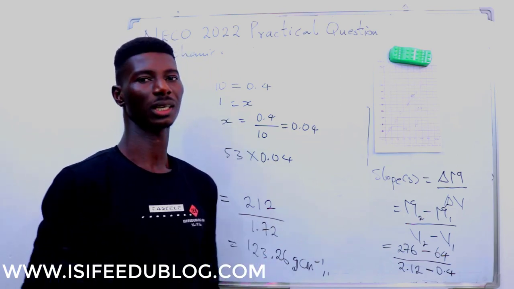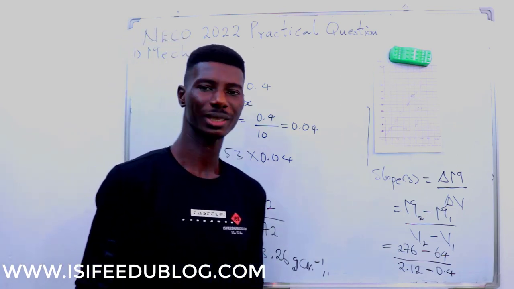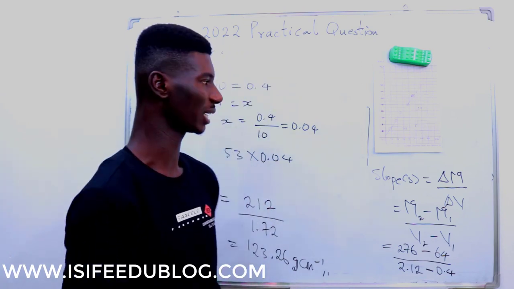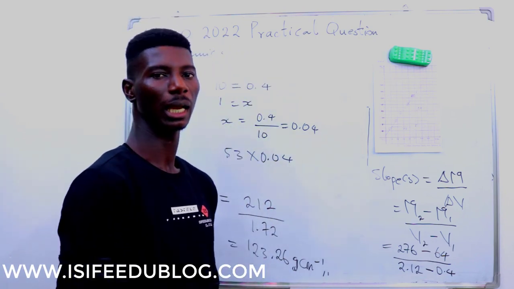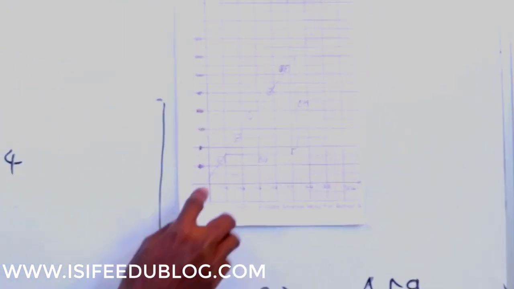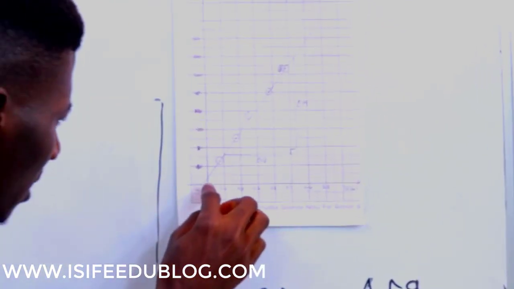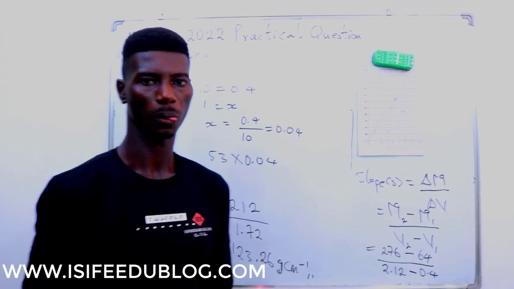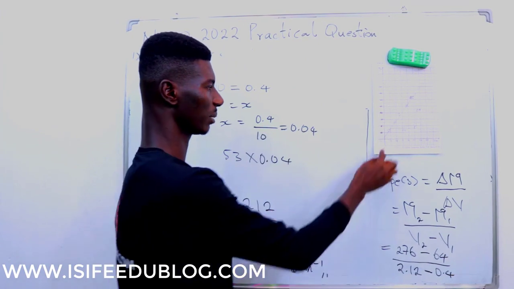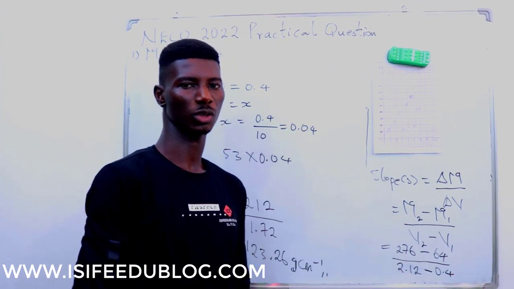So this is how to calculate your slope. If you are asked to get the intercept on the vertical axis, that is this, you can read it. Just count how many lines. Anything you get, multiply it by 4. As easy as that. Count how many lines here, and anything you get, multiply by 4.